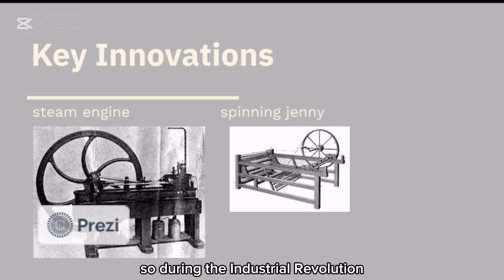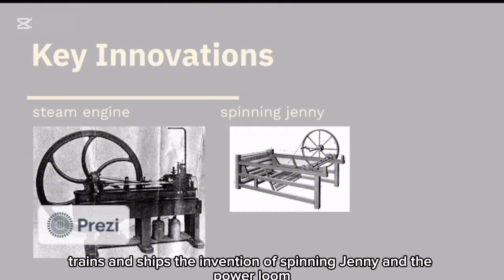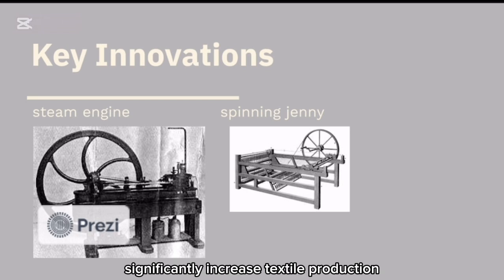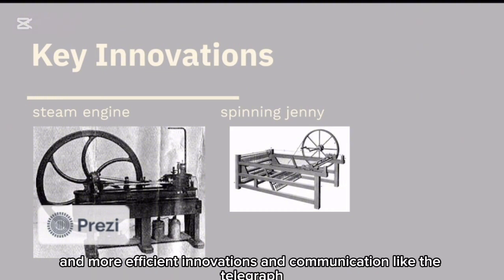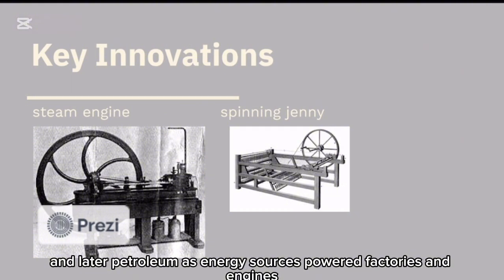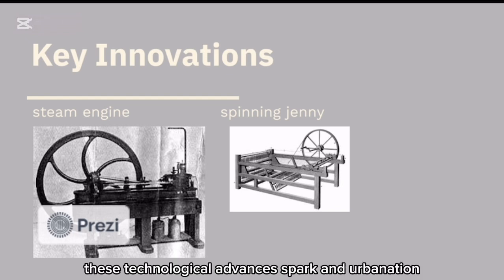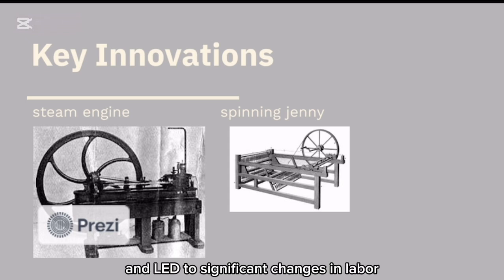So during the Industrial Revolution, key innovations transformed industry, technology, and society. The development of the steam engine, first improved by James Watt, revolutionized transportation and manufacturing by powering factories, trains, and ships. The invention of the spinning jenny and the power loom significantly increased textile production, while the Bessemer process made steel production cheaper and more efficient. Innovations in communication, like the telegraph, allowed for faster exchange of information across long distances. The use of coal and later petroleum as energy sources powered factories and engines, accelerating industrial growth. These technological advances sparked urbanization as people moved to cities for factory jobs, and led to significant changes in labor, transportation, and economic systems, shaping the modern industrialized world.